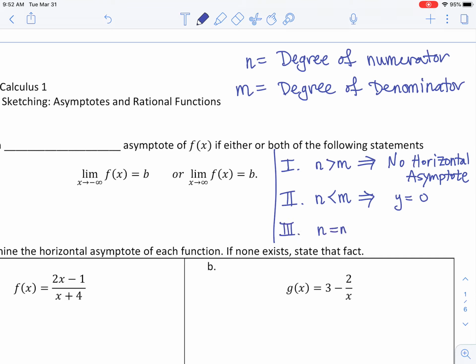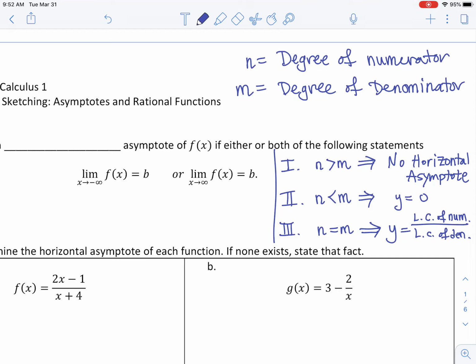Now, the third case, what if they are equal? If n equals m, then the horizontal asymptote was at the ratio of their leading coefficient. So, leading coefficient of the numerator divided by leading coefficient of the denominator. So that's what you did in Math 161. That's how we found horizontal asymptotes, case by cases.